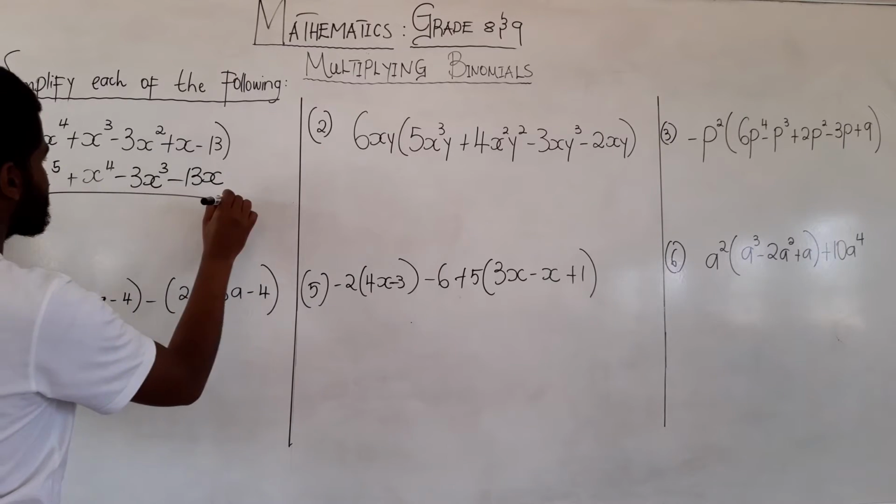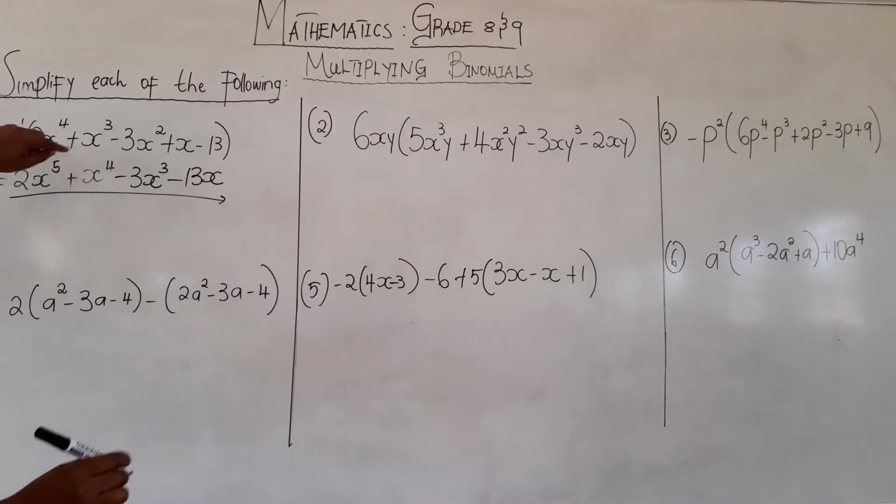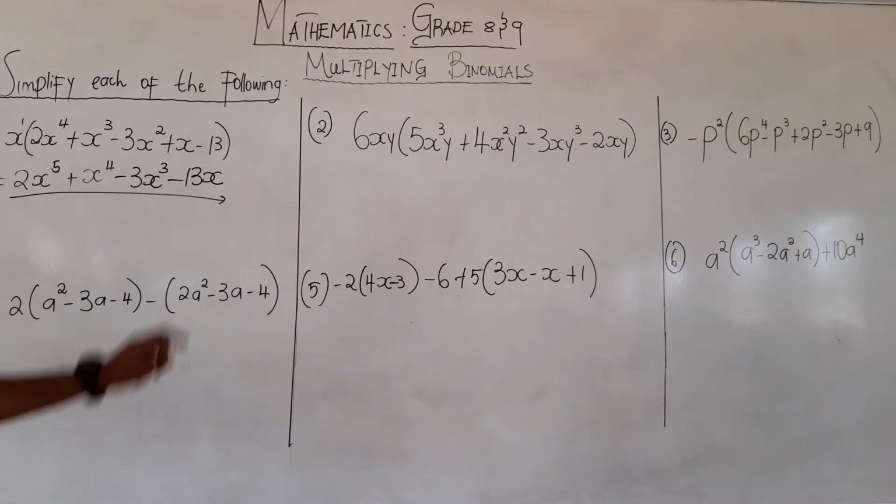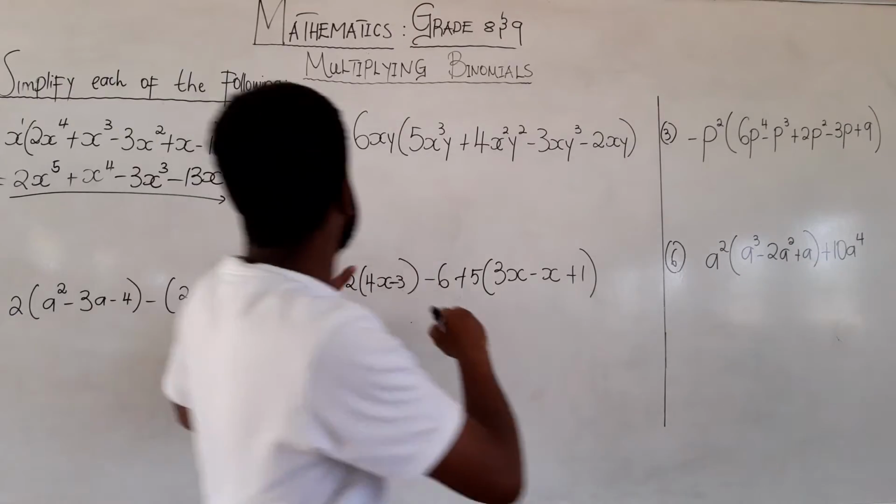And then you are done. There's no like term for x to the power 5. This variable doesn't have a like term, this variable doesn't have a like term, and this one doesn't have a like term. Let us take a look at our second question.